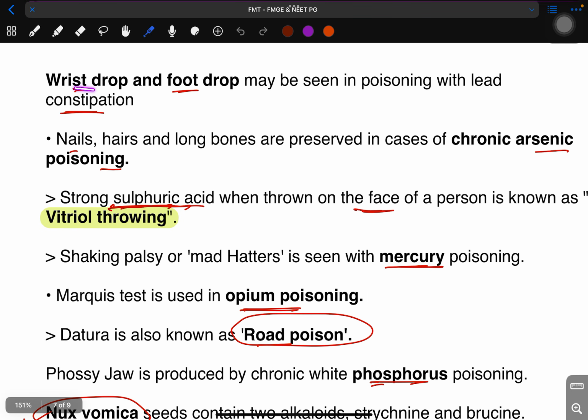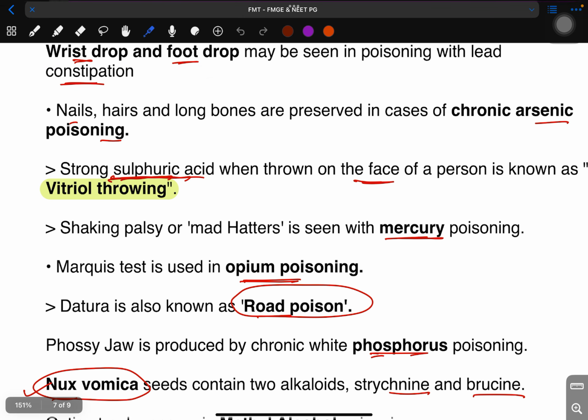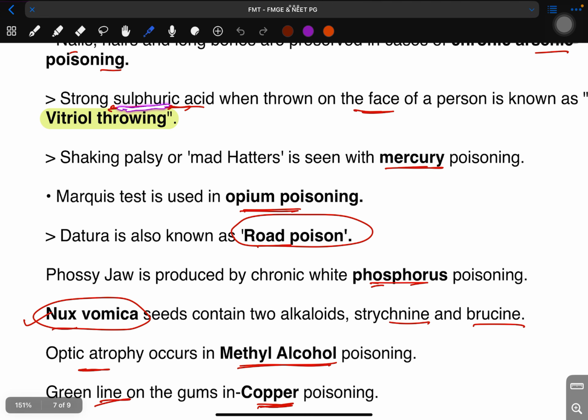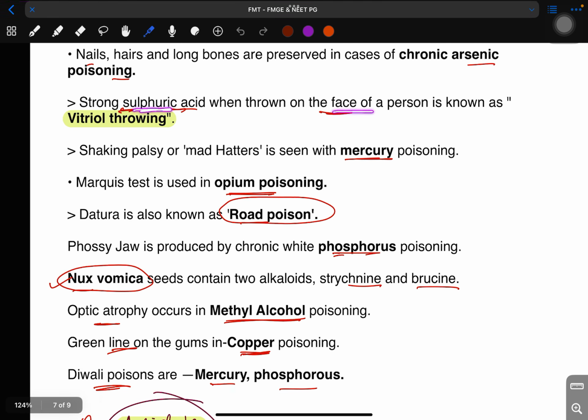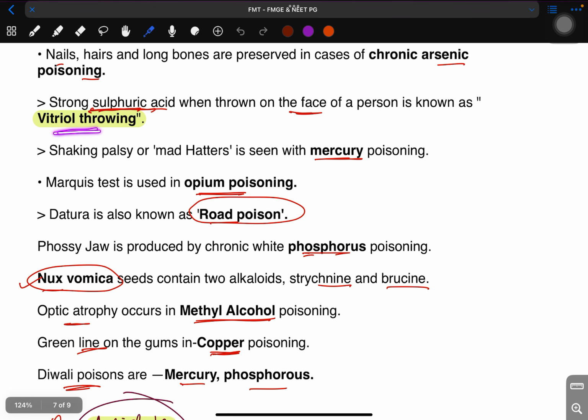Now, wrist drop and foot drop may be seen in poisoning with lead, and we can also find constipation in lead poisoning. Nails, hairs and long bones are preserved in cases of chronic arsenic poisoning. Strong sulfuric acid thrown on the face of a person, as in an acid attack, is known as vitriol throwing. What is shaking palsy or mad hatters? It is seen with mercury poisoning.